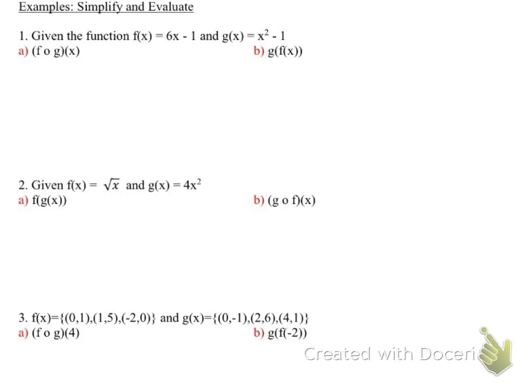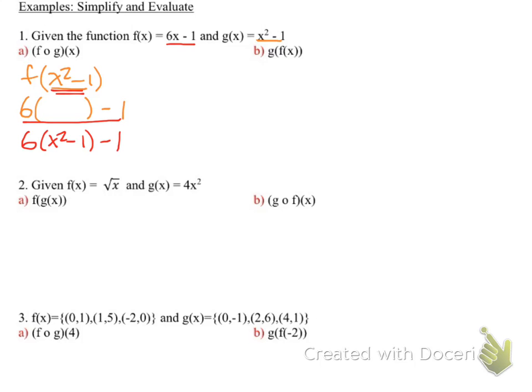So let's look at the first example. f of x is 6x minus 1, and g of x is x squared minus 1. So f of g means f of g of x. What we're going to do is take this g, because that's g, and plug it inside of f. And f is 6x minus 1. So we're going to take 6 of these things, and subtract 1. So 6 times x squared minus 1, minus 1. So this is the inside function, g, and this is the outside function, f. Then we can expand and simplify and get 6x squared minus 7.